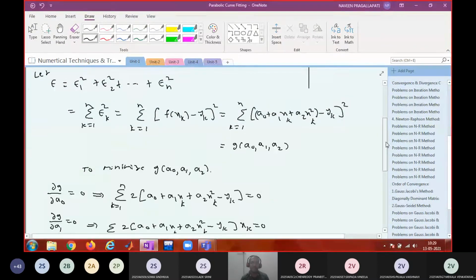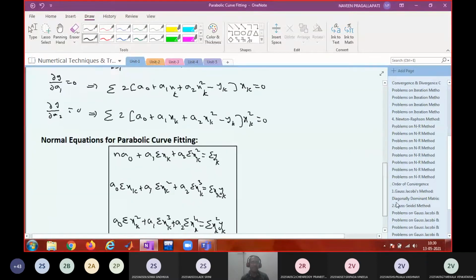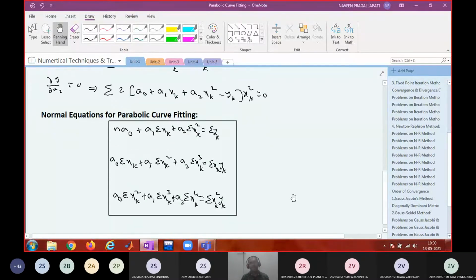So it is similar to that of straight line curve fitting, and write down the normal equations, and this is easy to remember also. N a0 plus a1 sigma xk plus a2 sigma xk square equals sigma yk; a0 sigma xk plus a1 sigma xk square plus a2 sigma xk cube equals sigma xk yk; a0 sigma xk square plus a1 sigma xk cube plus a2 sigma xk to the power 4 equals sigma xk square yk. So here unknowns are a0, a1 and a2.